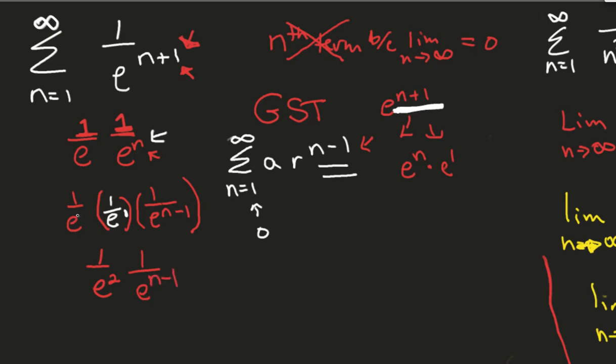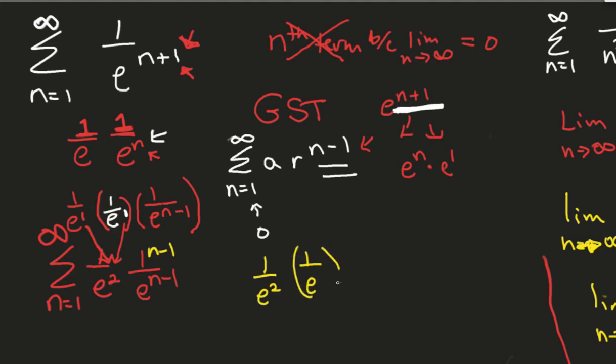But here we got an e to the 1 and e to the 1 that becomes e squared. You just add these exponents. And then now we have it in the right form. So what is your a? It's 1 over e to the 2. That's your a. And then we can say that 1 to any power is n minus 1. So we can rewrite that whole thing as 1 over e squared times 1 over e raised to the n minus 1. That makes your r 1 over e.